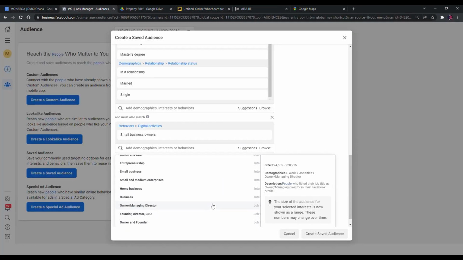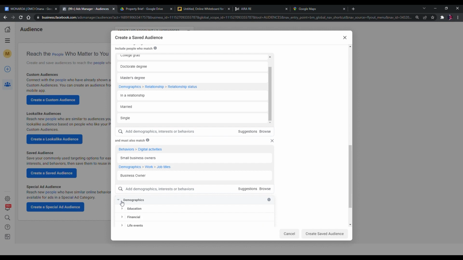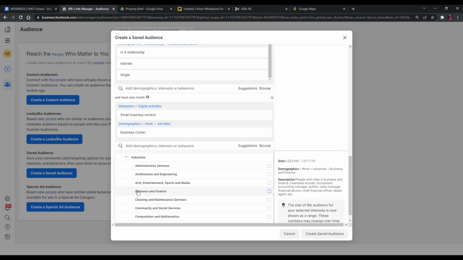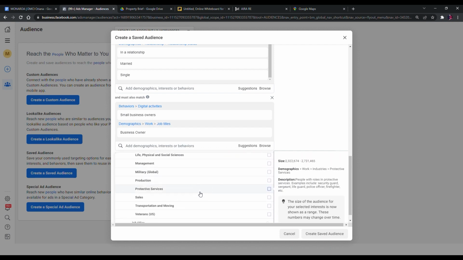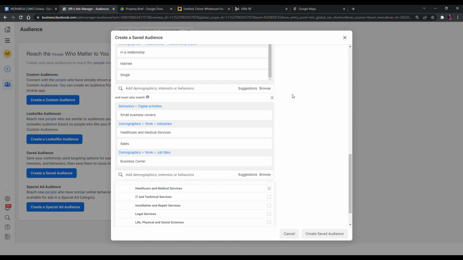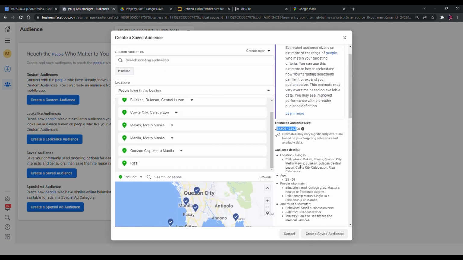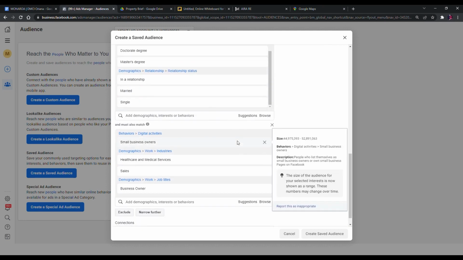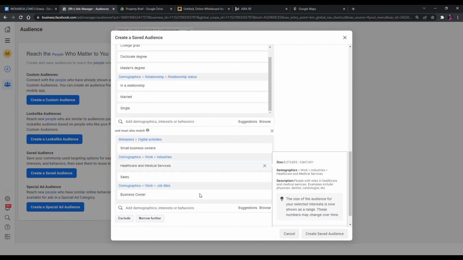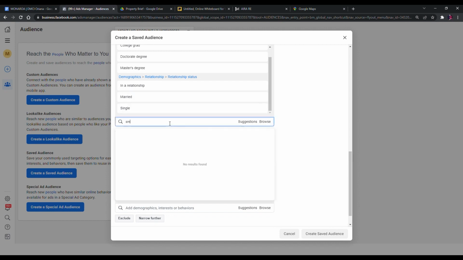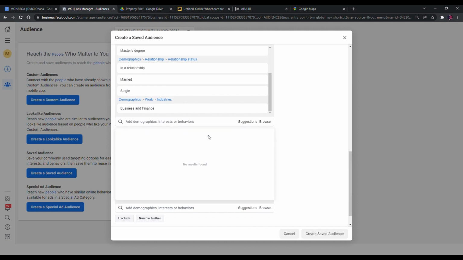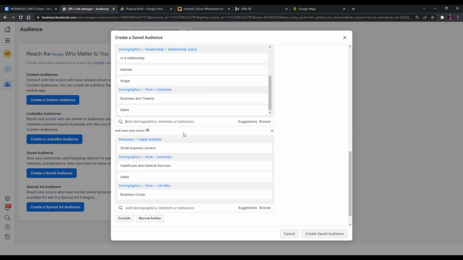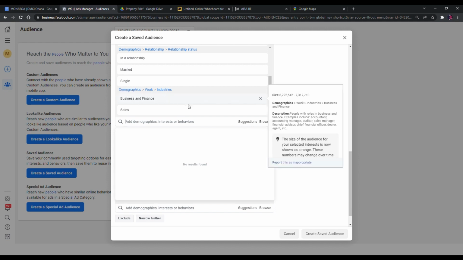So let's see, go here to browse, go to demographics, work, let's go to industries. I know that there was one in sales. There's some pharmacists in the area. So as you can see, we have something like that right there. We're still above 100. All right, so let me just transfer all of these over there. Small business owner, business and finance, sales. And by the way, both of those were in demographics, not interests.